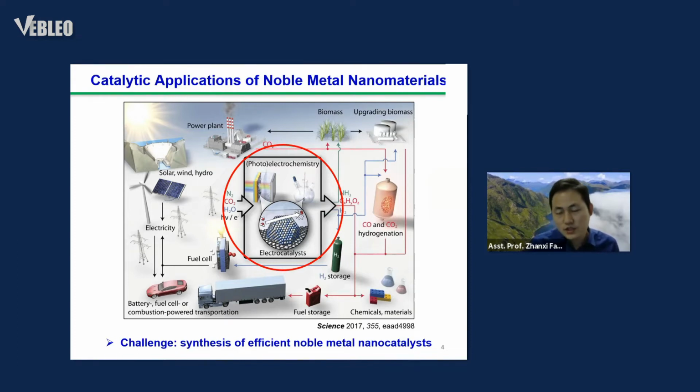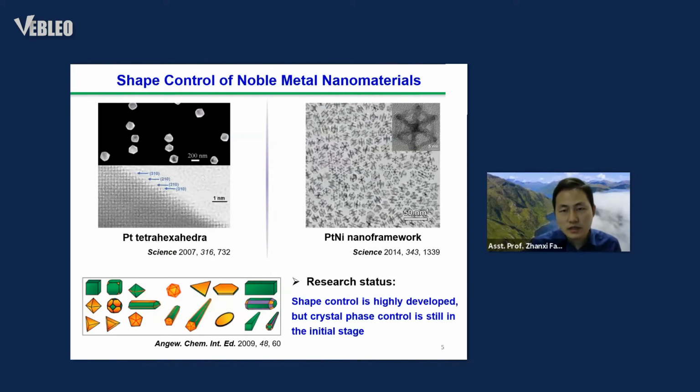But currently the challenge still lies in the preparation of high performance novel metal nanocatalysts. In order to increase the catalytic performance of novel metal nanomaterials, great efforts have been devoted to shape control over the past 2 decades. The shape control of novel metal nanomaterials has been well achieved. You can see here there are many beautiful or well-defined shapes of novel metal nanomaterials. But although they have different shapes, the crystal phase of all these nanomaterials is still limited to the FCC phase, which is the common phase especially for gold, palladium, platinum, and silver. So currently, the crystal phase control is still in the initial stage.